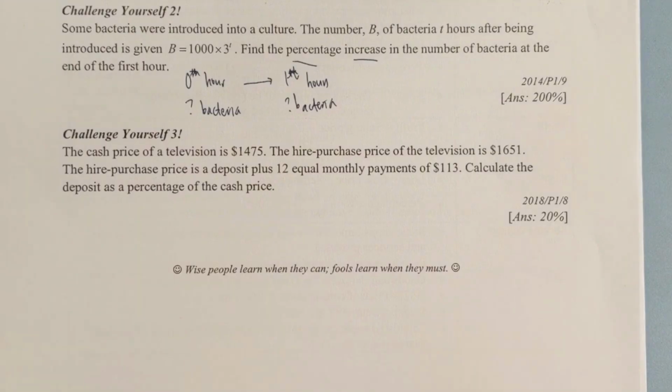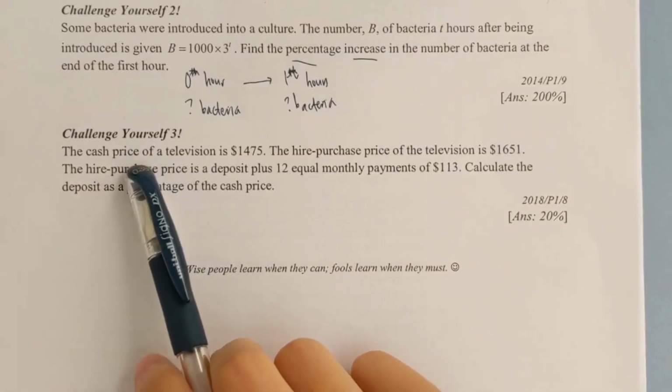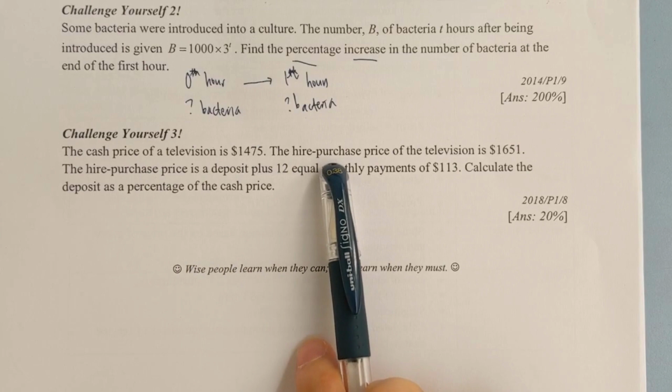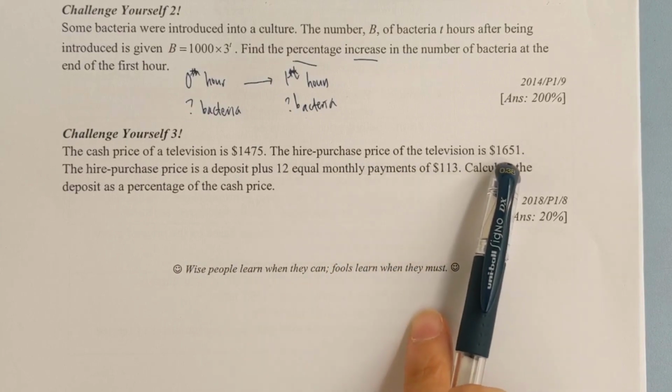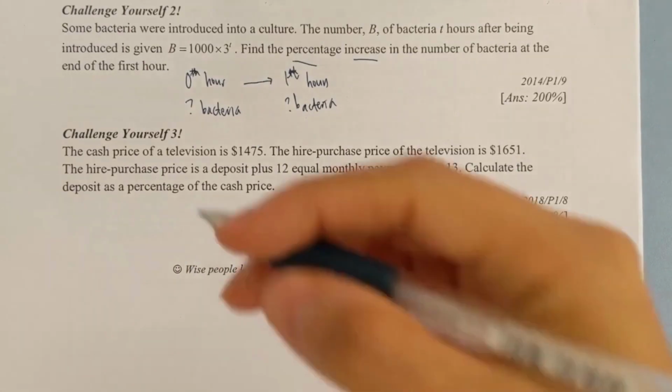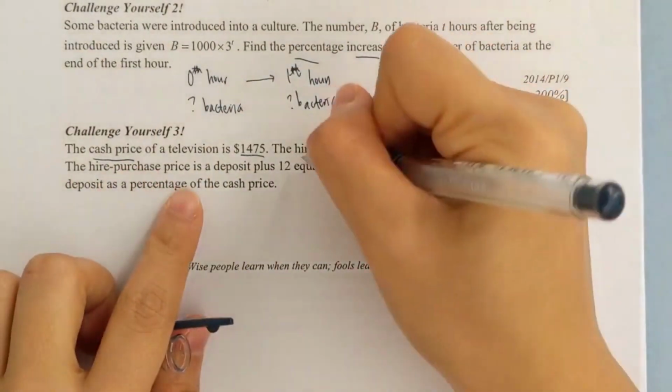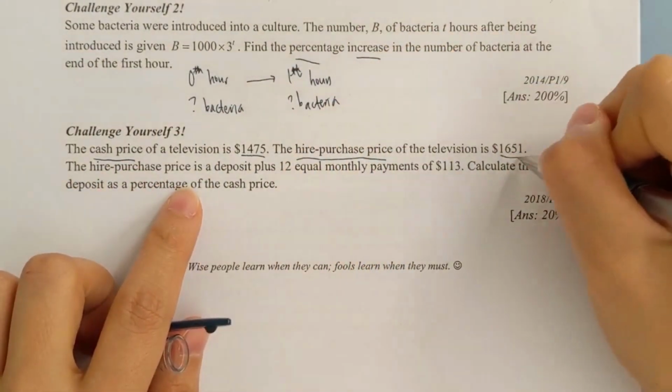Okay, we're at the very last question. Challenge Yourself 3. The cash price of a television is 1475. The hire purchase price of the television is 1651. So we read the question, please underline. We have the cash price is this. The hire purchase price is this.